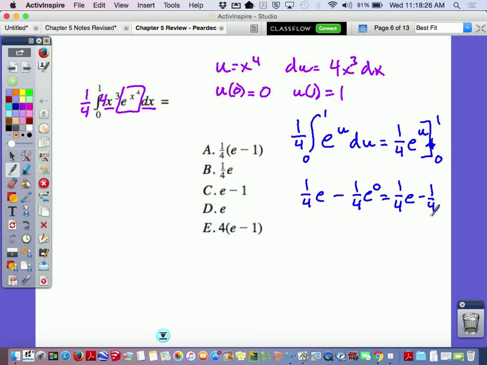Now that's not exactly like one of our answers. However, if we factor out a 1/4, we get 1/4 (e minus 1). So our correct answer is A.